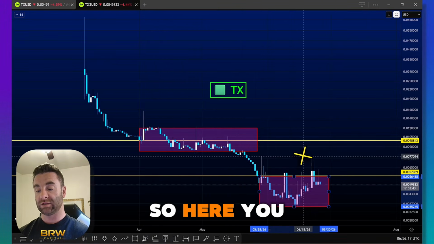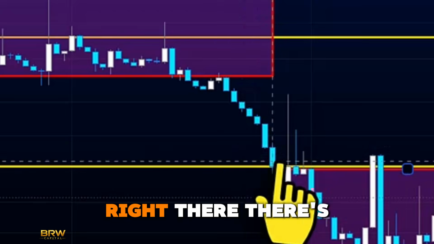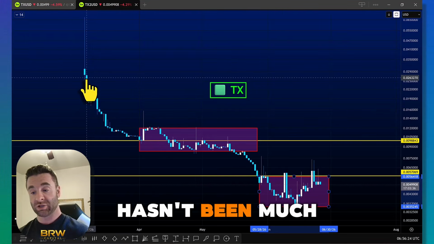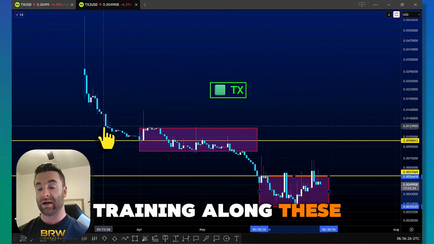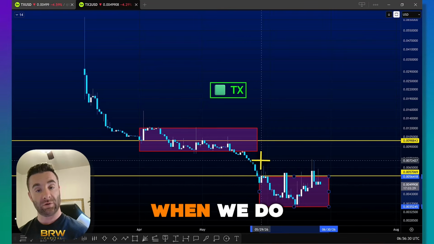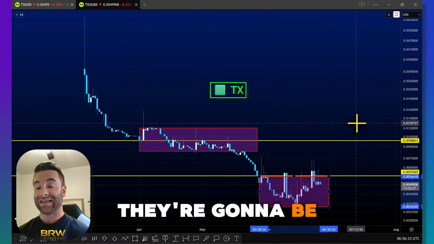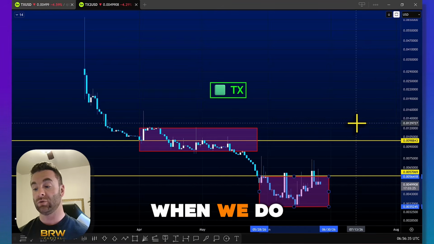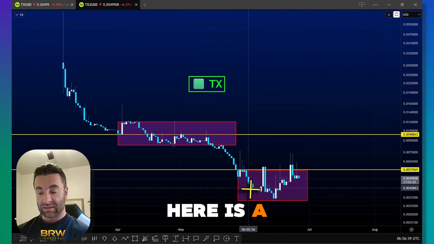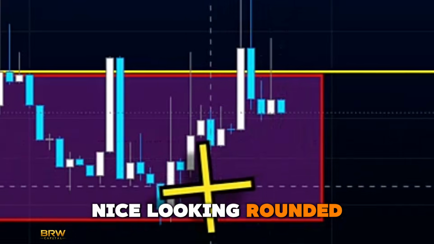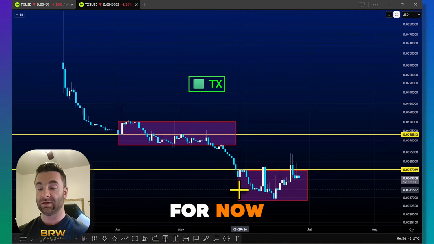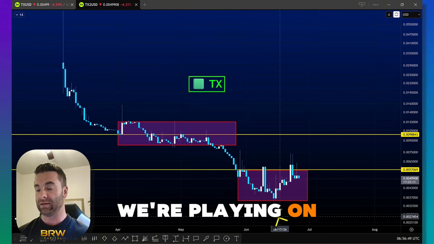So here you can see where I'm kind of circling right there. There's a volume well, and then here's another well. So meaning there hasn't been much trading along these areas right there and right there. So these areas, when we do end up crossing them, they're going to be the least amount of resistance when we do get to that point. Now, what I'm seeing here is a nice looking rounded bottom, and to me, it's showing a sign of strength for now. Anything can change, but right now we're playing on probabilities.